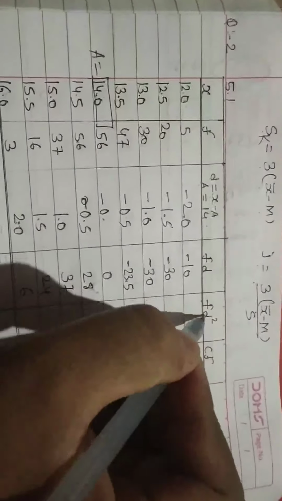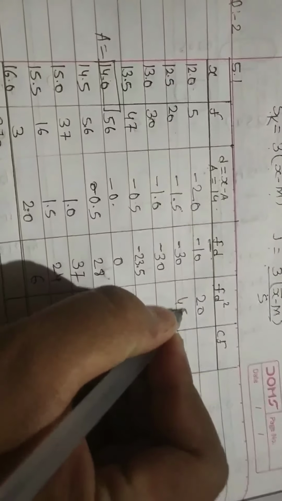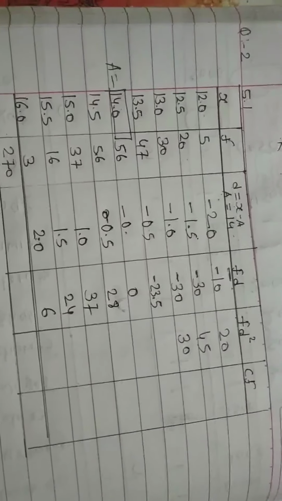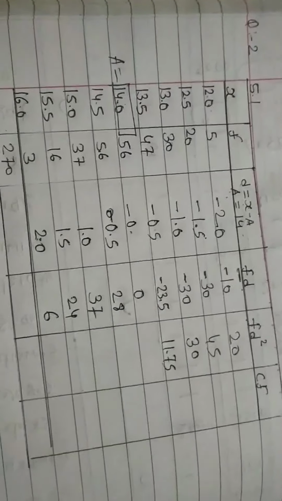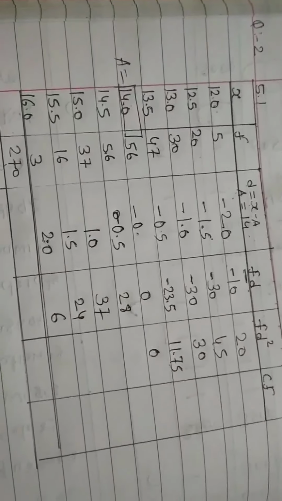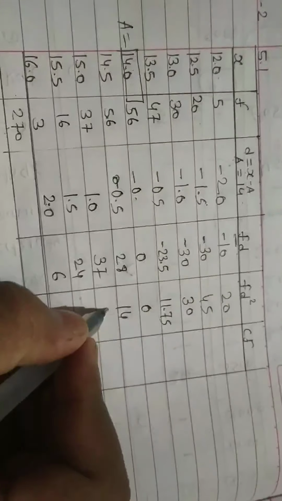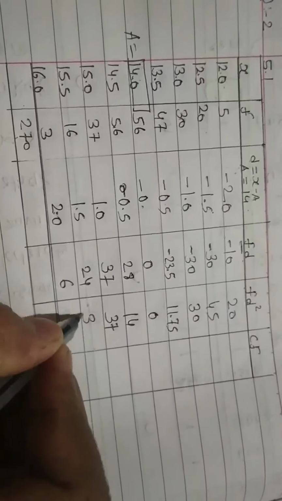Next, fd square means fd multiplied with d. fd multiplied with d gives fd square. 10 into 2 is 20, 30 into 1.5 is 45, 30, 23.5 into 0.5 is 11.75, again 11.75, then 0, 28 into 0.5 is 14, 37, 24 into 1.5 is 36, and 6 into 2 is 12.